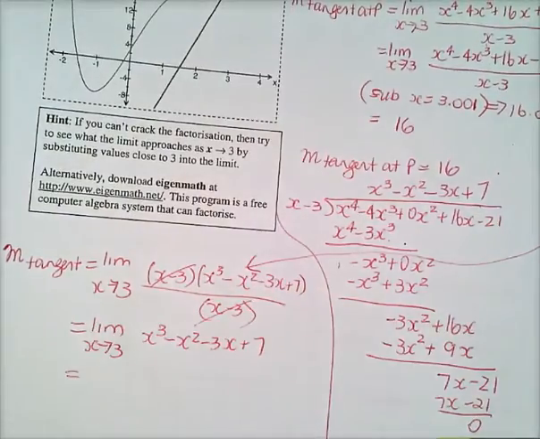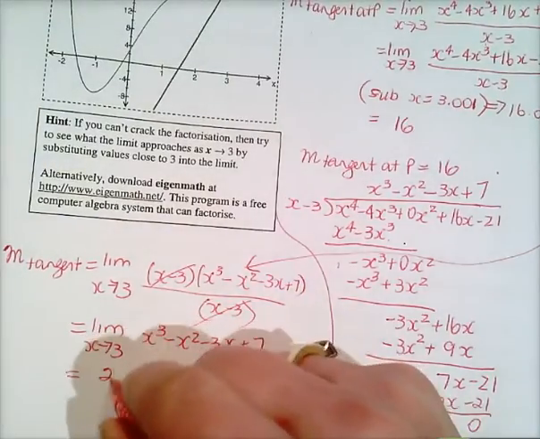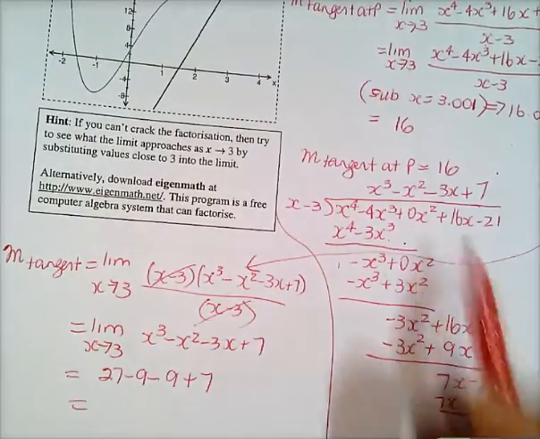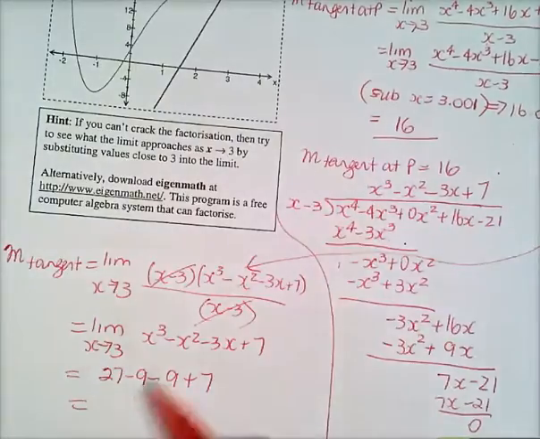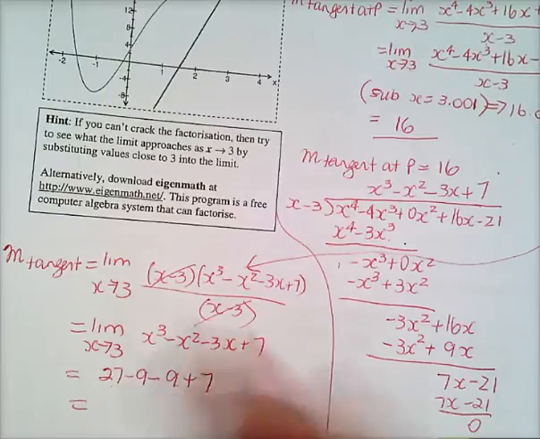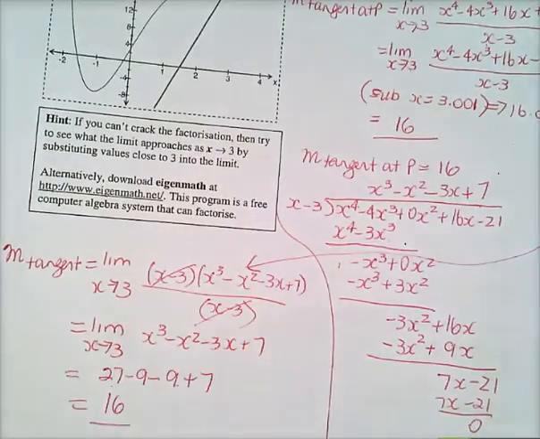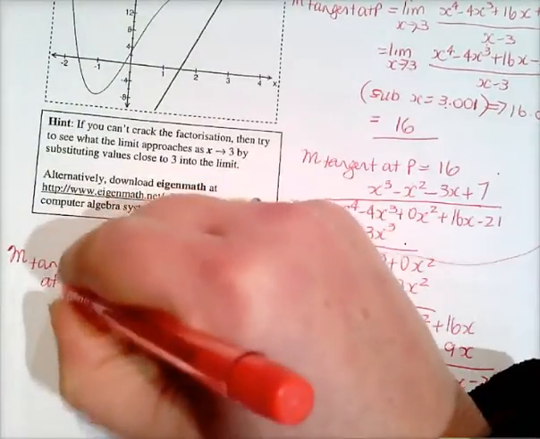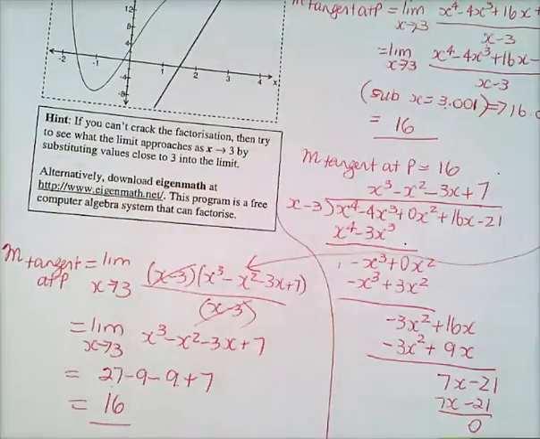And now we can substitute x equals 3 in there, and then we get 27 minus 9 plus 7. We should get this answer here of 16 that we got before. And we've got 27 minus 18 is 9 plus 7. And the answer is 16, which is the same as what we got before. So therefore, the gradient of the tangent at P is 16.